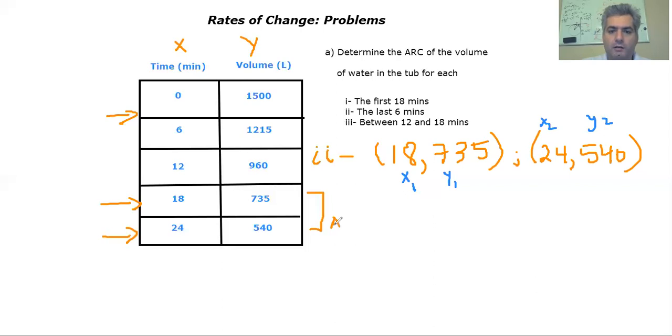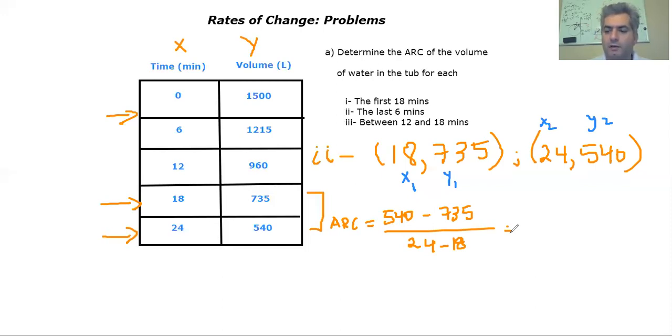ARC equals y2 minus y1, so 540 minus 735 over 24 minus 18. Okay, and we just do that calculation. Just put that in our calculator.